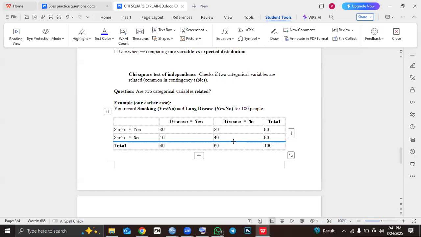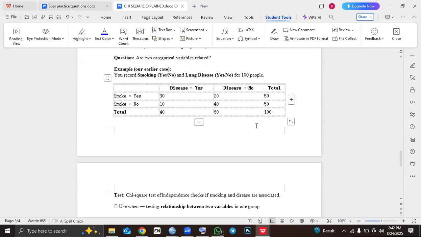For example, in our previous survey, we were checking the relationship between smoking and lung disease. In that example, smoking is one categorical variable, and lung disease is another categorical variable. Because we have two separate categorical variables, the chi-square test that we run for this is the chi-square test of independence. And that is represented by our contingency table here.